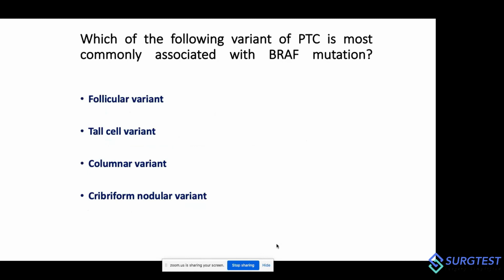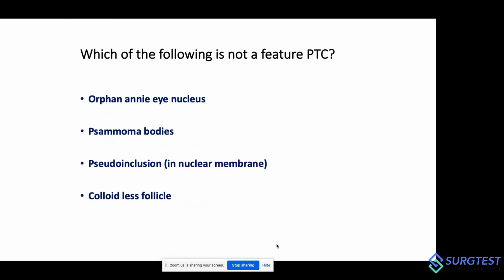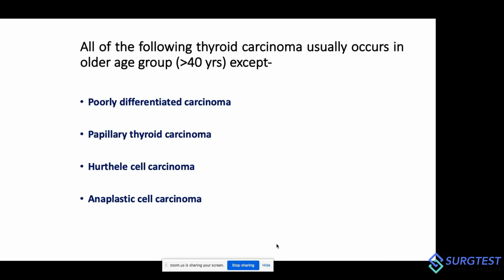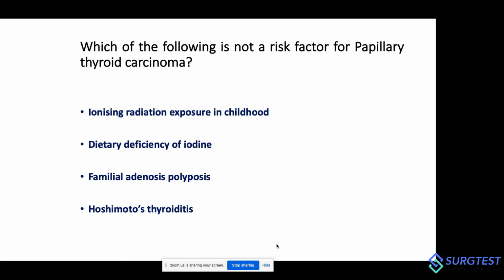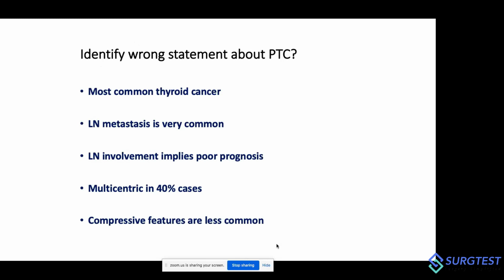Tall cell. Second, younger age group. Papillary. Second one. For BRAF, deficiency is for follicular and poorly differentiated. Right.